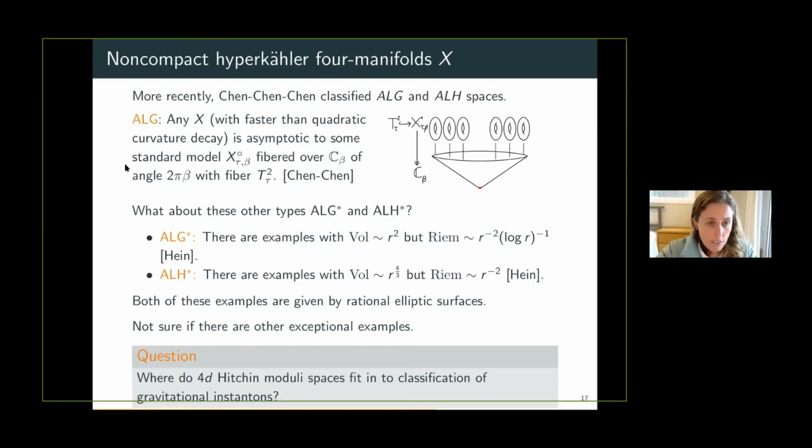So all of these examples, ALG, ALG star, and ALH, are all given by rational elliptic surfaces, which is kind of like the Hitchin moduli space, because of this holomorphic symplectic structure. And so you could ask, where do the 4D Hitchin moduli spaces fit into the classification of gravitational instantons?